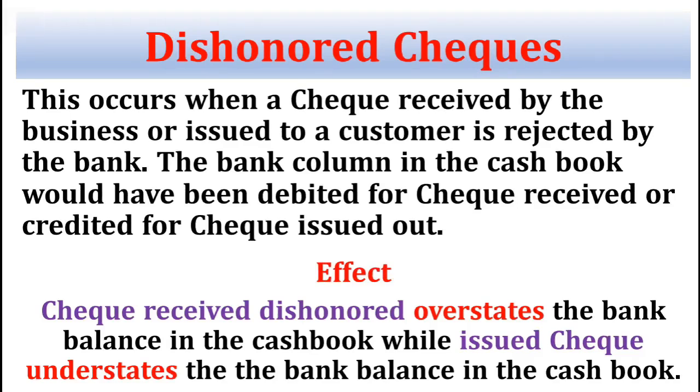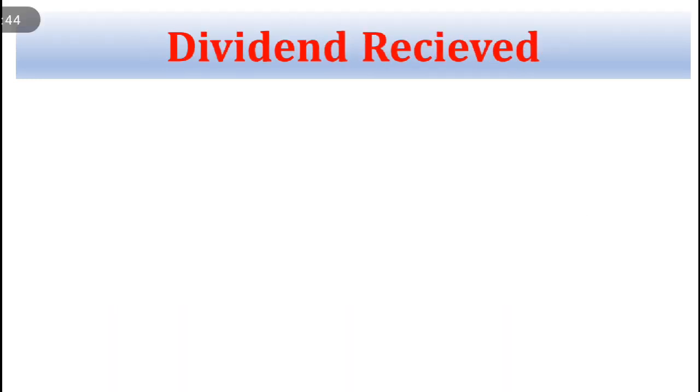So in the case of a check received, when they receive a check, it means the amount will be greater than what they have in the bank. In the case of a check issued out, the amount will be understated because they will have deducted the money from the cash book, whereas the bank has rejected it and has not made the payment on the business's behalf. So the balance in the bank will be greater than that of the cash book.